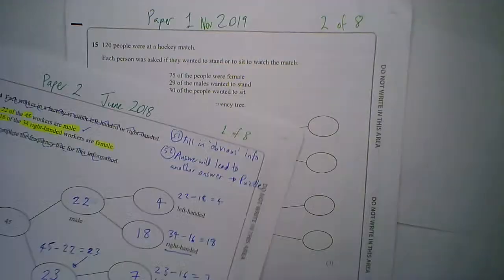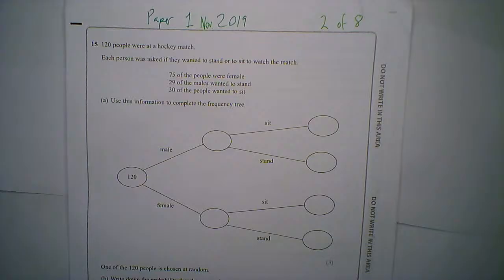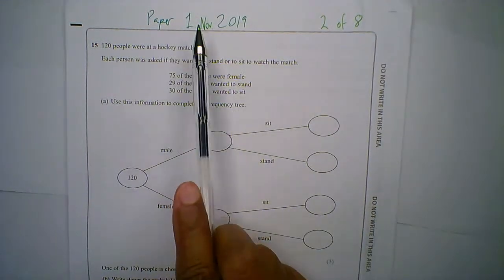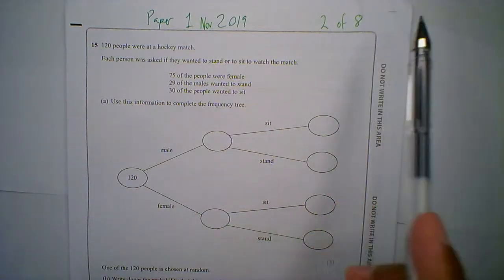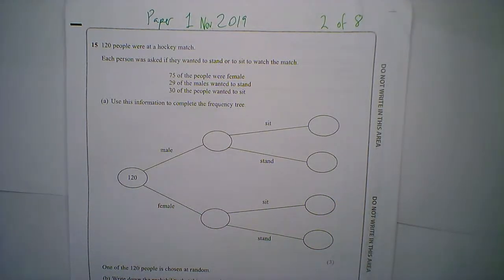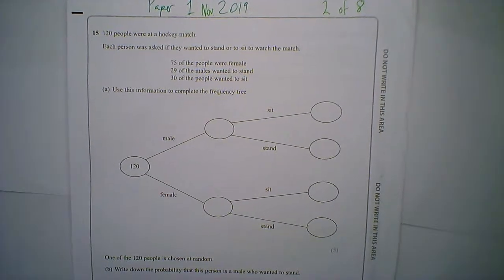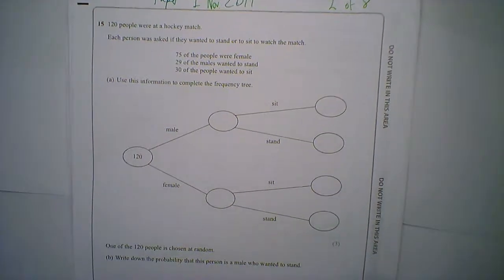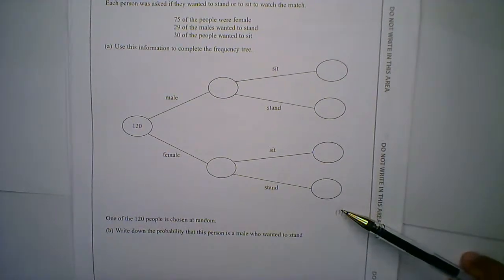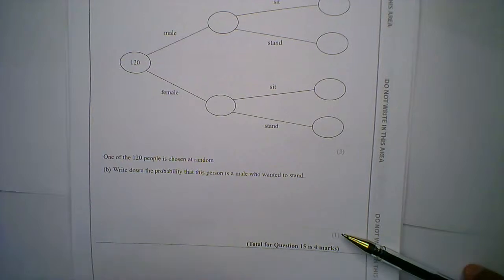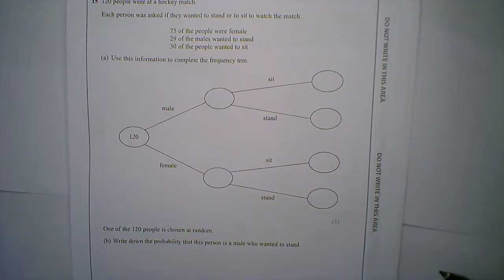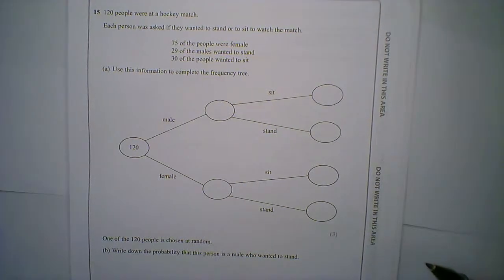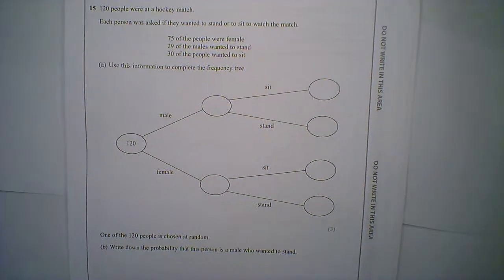Let's go to the next question. This is a paper 1, so non-calculator, from November 2019. This is the second question of 8. And you can see there is quite a lot of information here. We've got part A and also a part B. The first part, similar to the last question, is worth 3 marks, and part B is worth 1 mark. So press pause, have a go. When you are ready, press play for the answer.